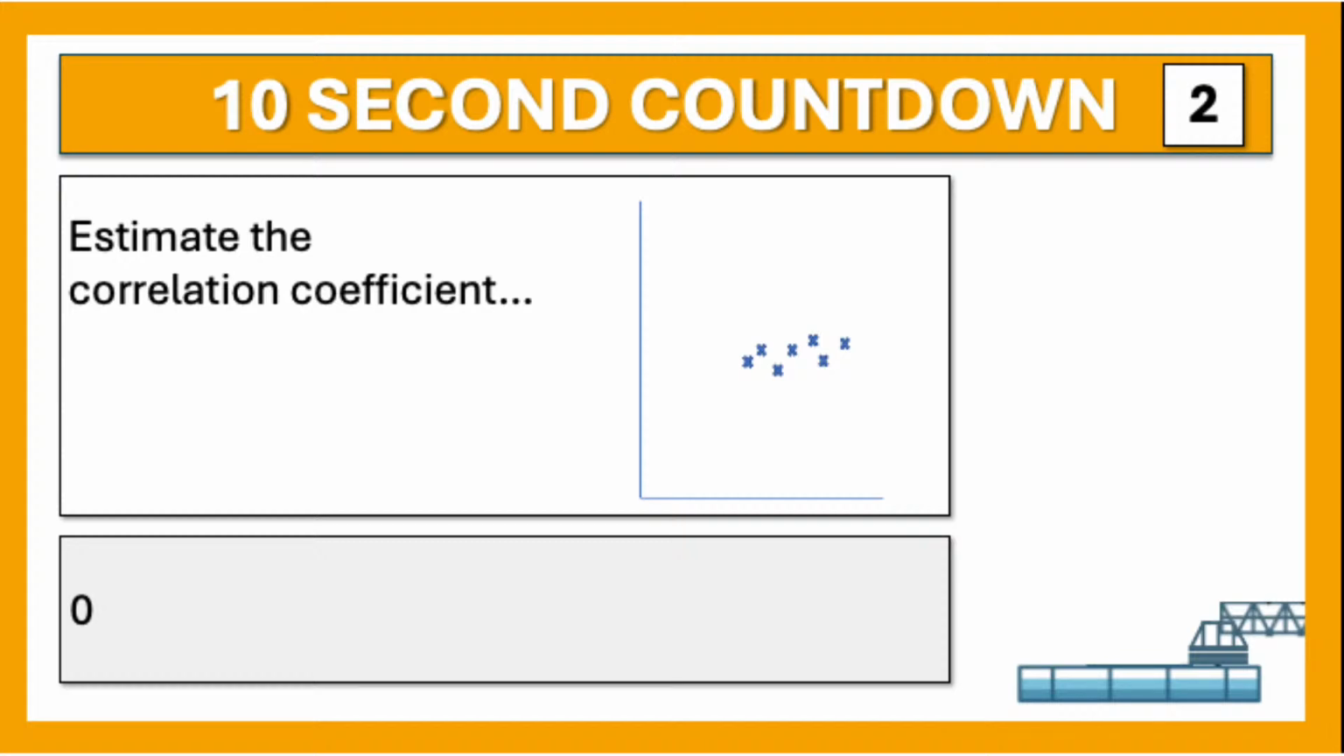What does 0 represent as a correlation coefficient? What is that telling us about this correlation? What does it suggest? You've got a correlation coefficient which is 0. What is it suggesting about that correlation?